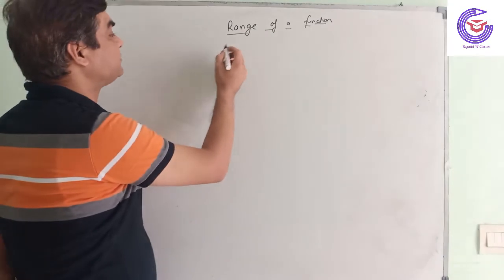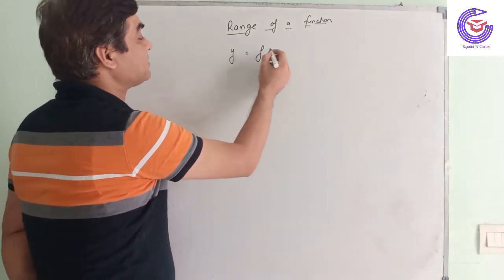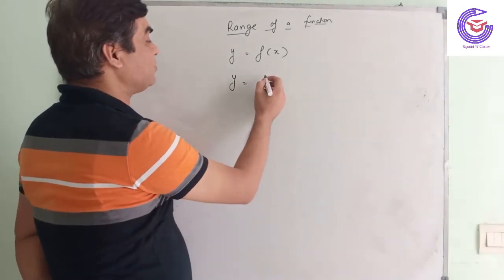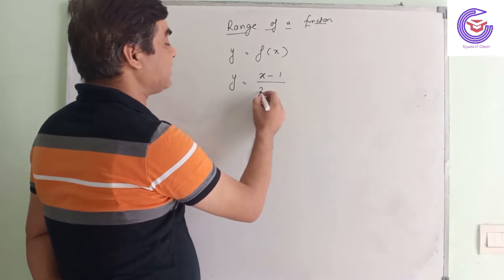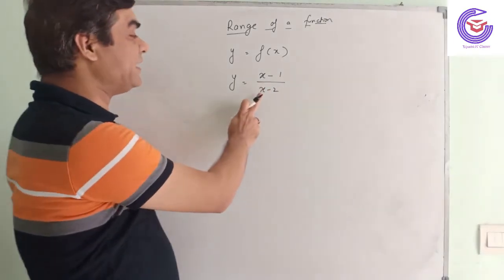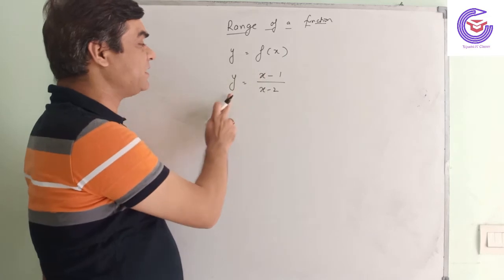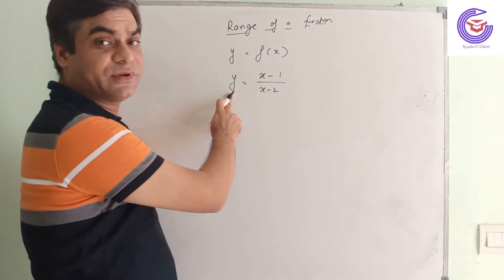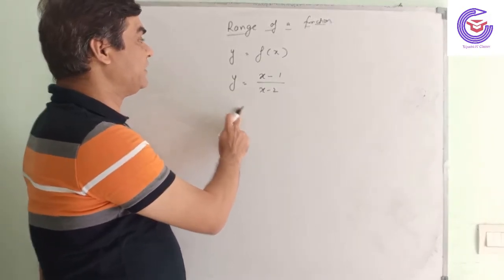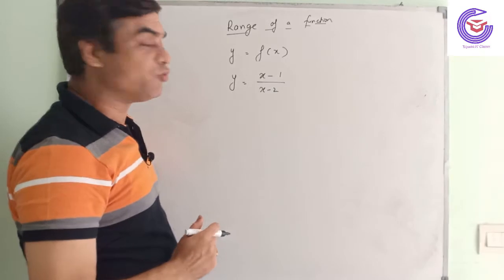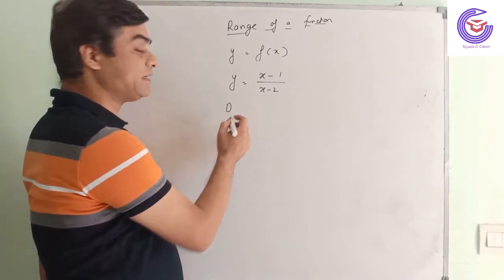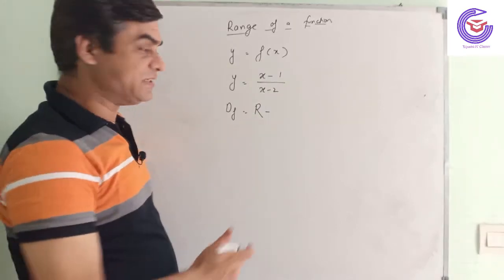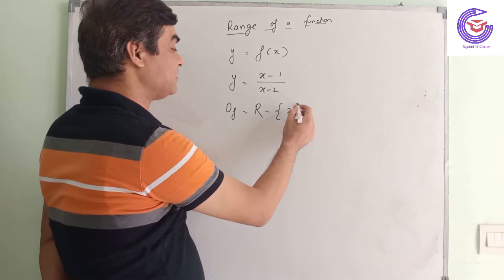Suppose your function is y is equal to f(x). Let's take an example, y is equal to (x minus 1) upon (x minus 2). Here your independent variable is x and your dependent variable is y. You keep changing x and you get the value of y. For this function, the domain is R minus {2}, since the denominator cannot be 0.